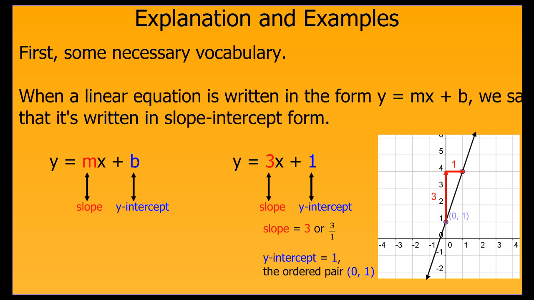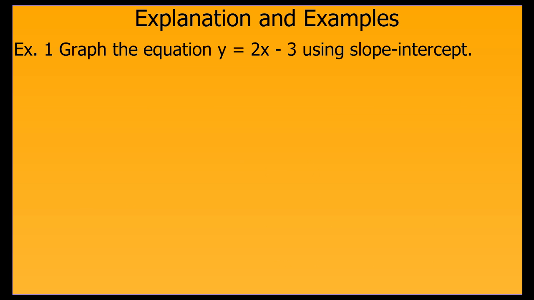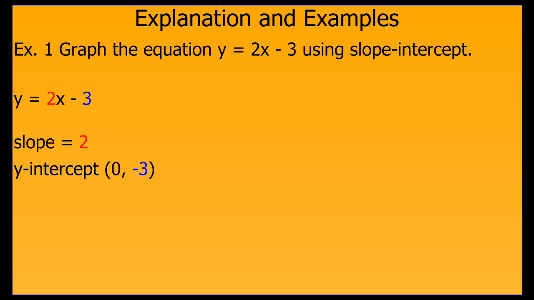Let's look at some examples. We want to graph this equation using the slope and y-intercept. So first, let's look at our equation. It's already in slope-intercept form, y equals mx plus b. So our slope m is the number, called a coefficient, in front of x. In this case, that's 2. And our y-intercept is negative 3. Remember, that's really the ordered pair (0, negative 3), because the y-intercept, our x value, is always 0.